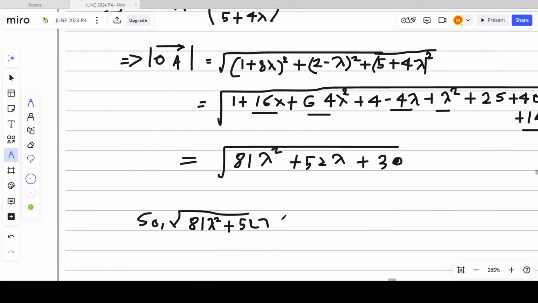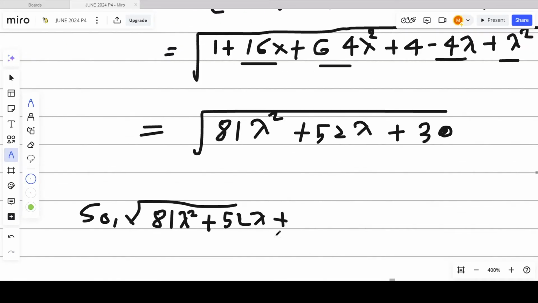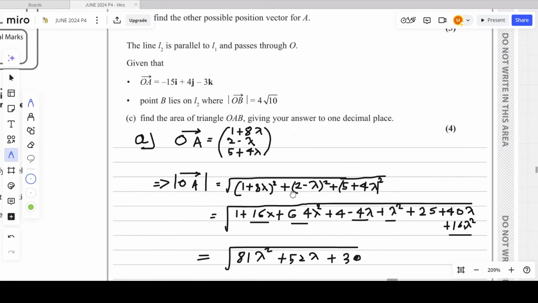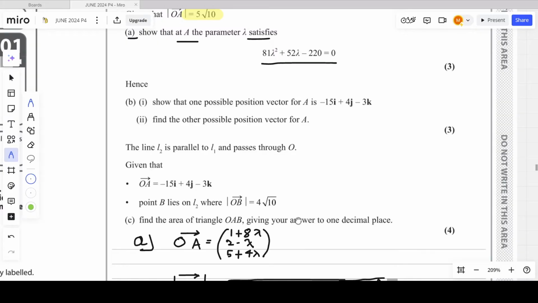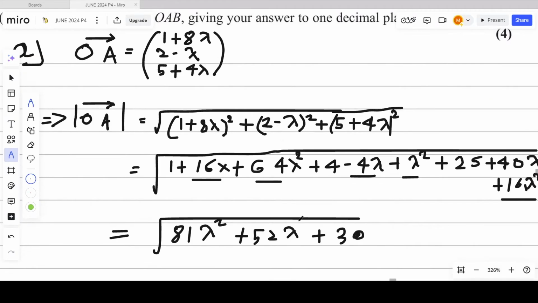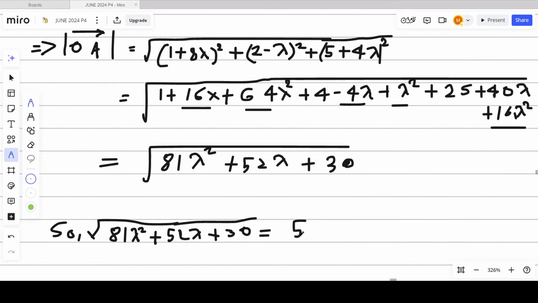52 lambda plus 30. This can be written as what? Plus 30, this is equal to what's the value given in the question? This is 5 square root of 10, if I'm not wrong. So this is equal to 5 square root of 10.